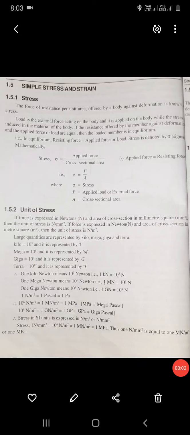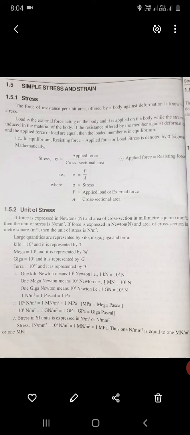Types of stresses and strains. So first of all, we'll look at what a stress is. The force of resistance per unit area offered by a body against a deformation is known as stress. Load is the external force acting on the body.